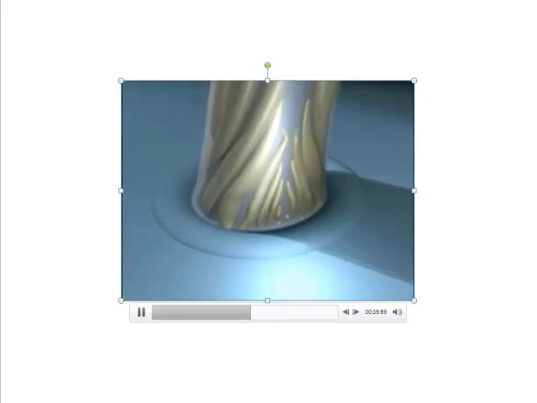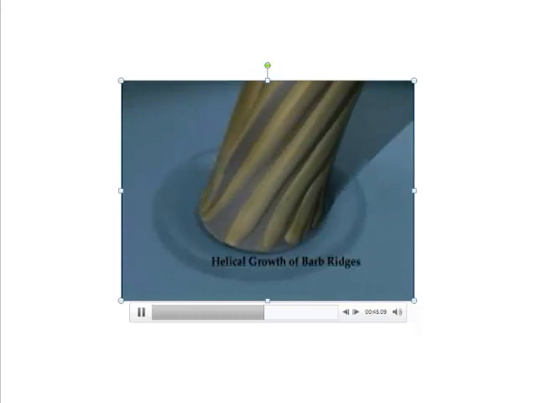Still hard to tell what's going on here. It's growing up, up, up. Oh, I see. So they're all going around to the left side there. They're all going around to that one side.